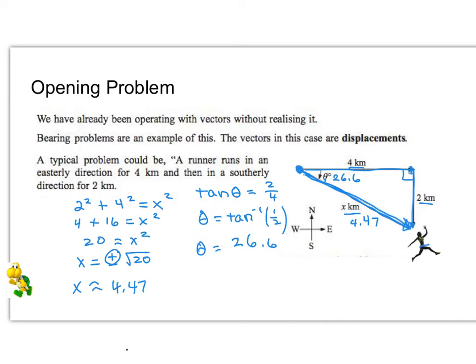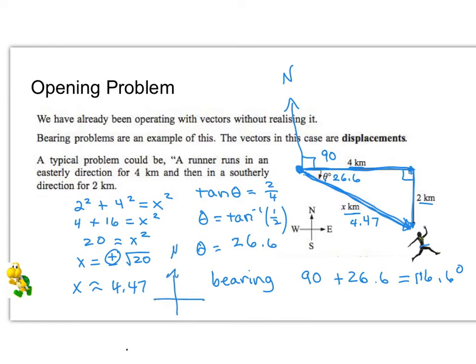But if I'm talking about bearing, and this is east, I haven't taken into account north yet, right? And this angle is actually 90 degrees. So when I'm figuring out the direction I'm going, I'm on a bearing of 90 plus 26.6, which is about 116.6 degrees, right? Because from north, I've gone all this, I'm going around another 26 degrees from east.